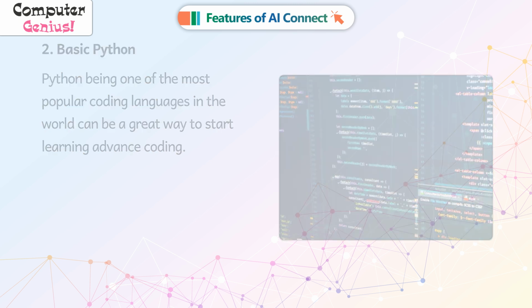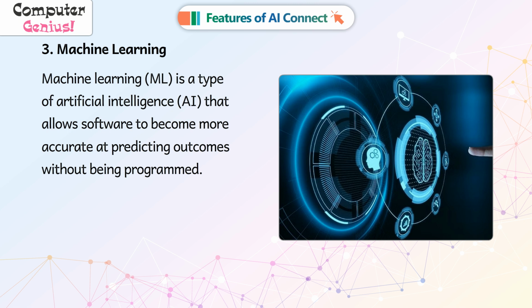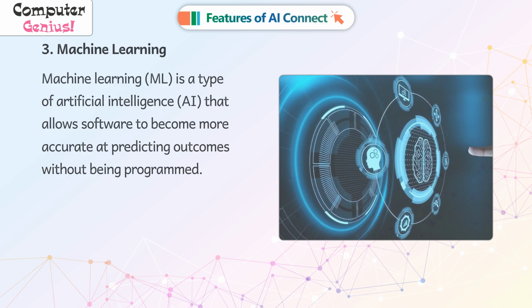Machine learning. Machine learning, ML, is a type of artificial intelligence or AI that allows software to become more accurate at predicting outcomes without being programmed.